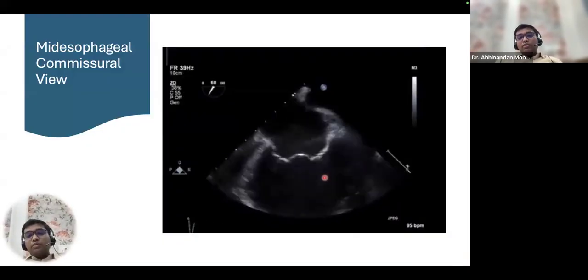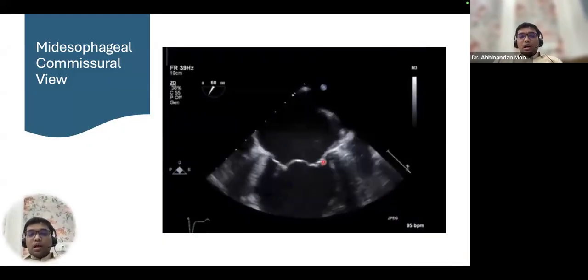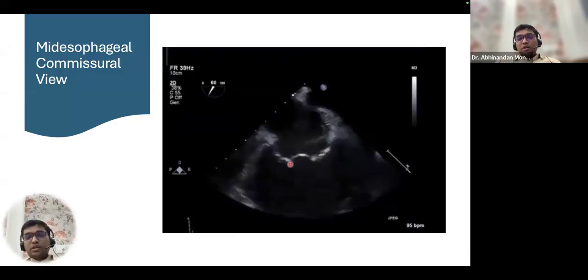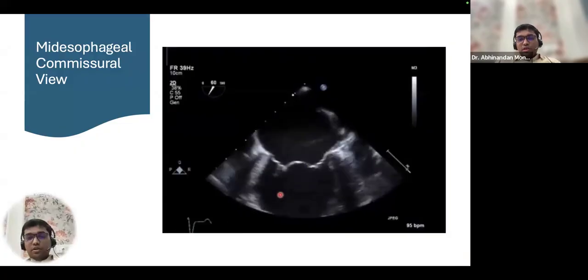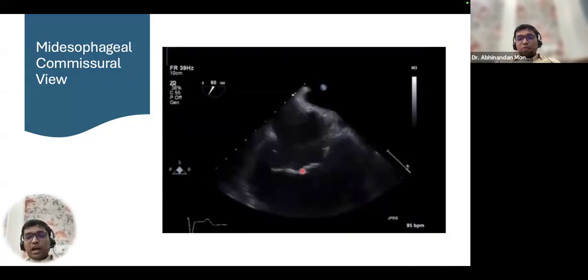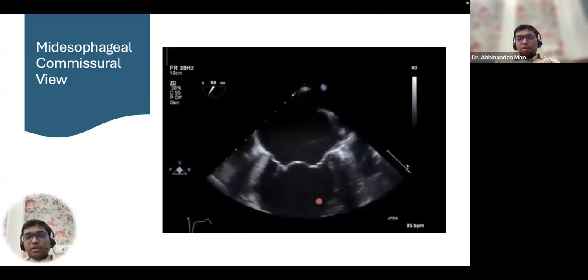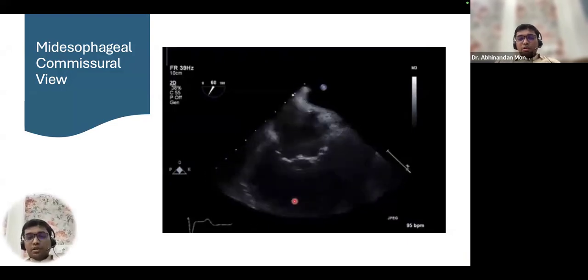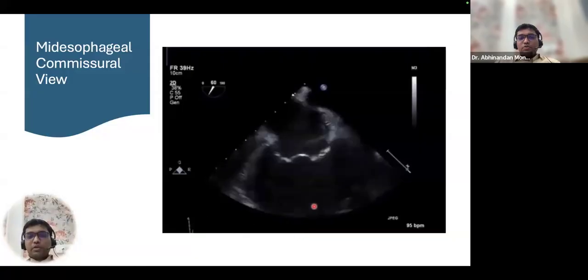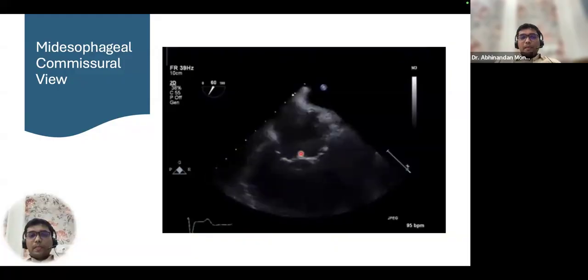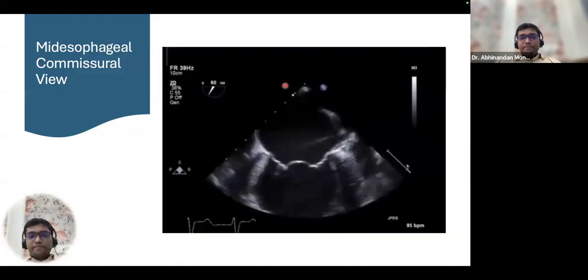This commissural view gives a seagull appearance of your entire mitral valve, and this is your three scallops of your mitral valve. Can anybody tell me which are the scallops that we are able to see here? Anyone?